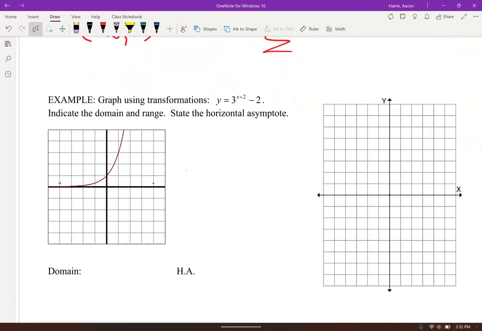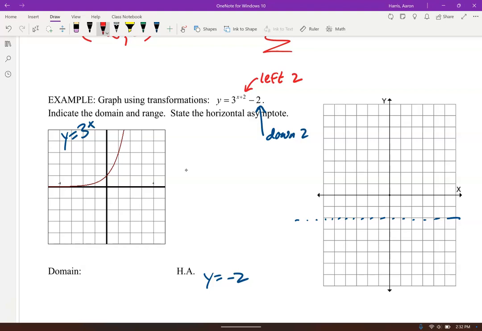3 to the x plus 2. My parent graph on this is 3 to the x, and it'll shift the whole thing down, that means my horizontal asymptote instead of y equals 0 drops down to y equals negative 2. And it'll also shift it left 2.